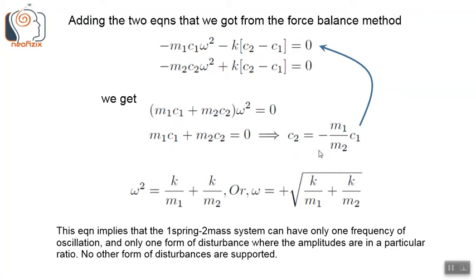Using this c2 back in one of these top two equations, we get the value of the frequency as omega equals square root of k by m1 plus k by m2. This equation implies that the one spring two mass system can have only one frequency of oscillation, this omega, and only one form of disturbance where the amplitudes are in a particular ratio, this minus m1 by m2 ratio. No other form of disturbances are supported apart from this.